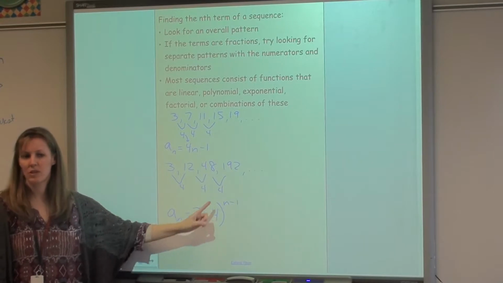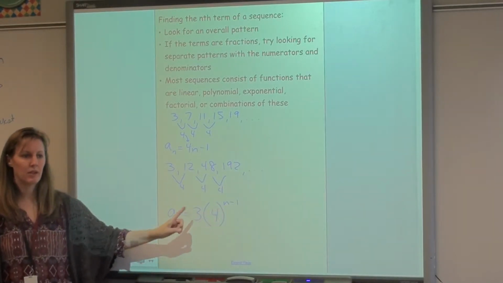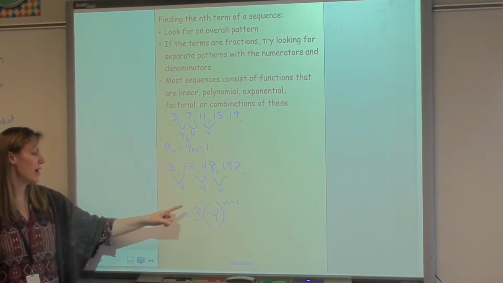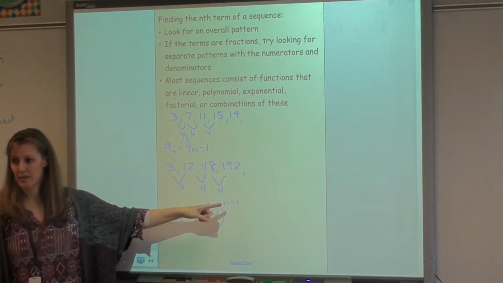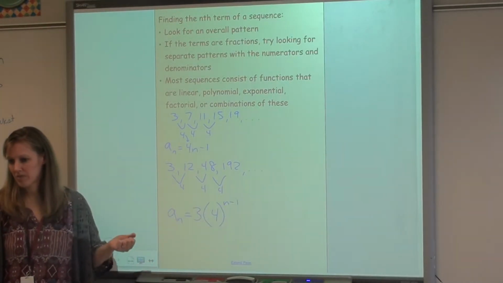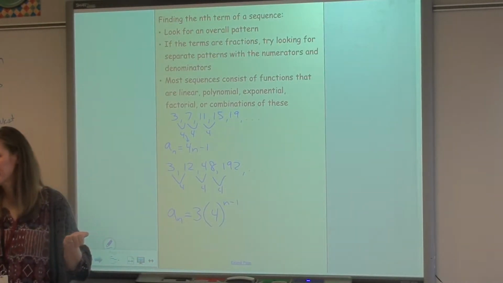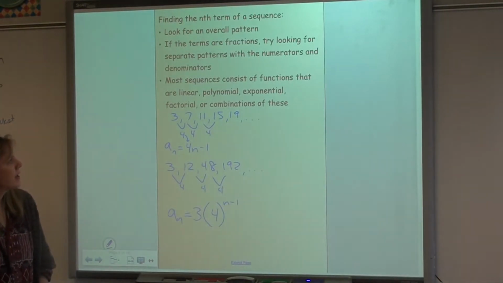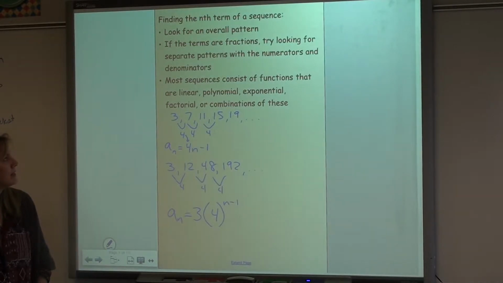And then 3 times 4 to the second. So you can do it either way. You could divide by 4 and have it 3/4 times 4 to the n, or keep it a 3 and do times 4 to the n minus 1.